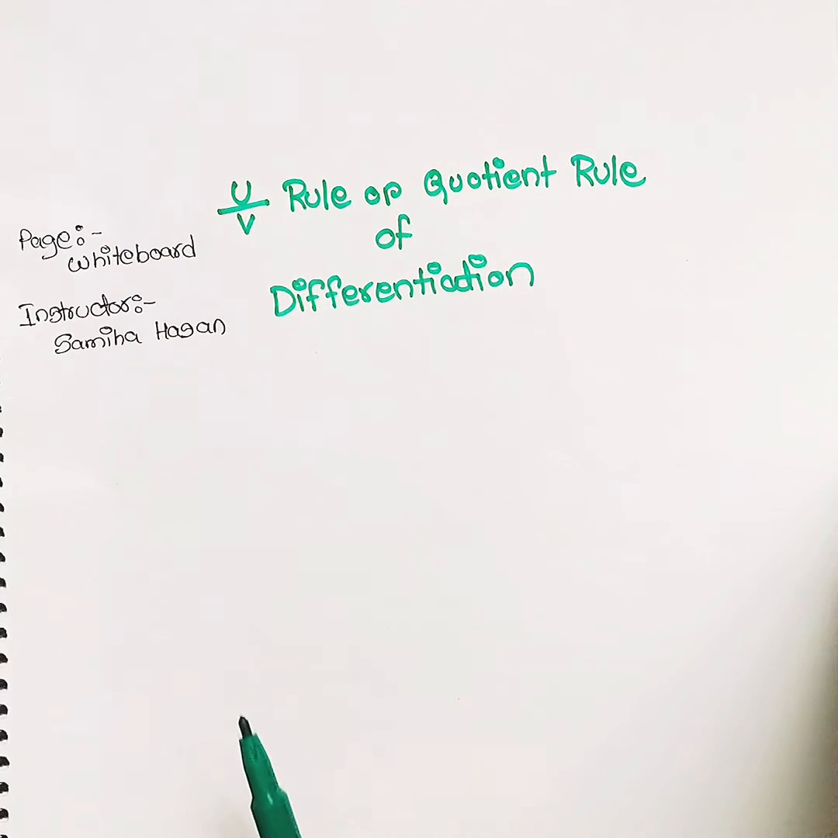Today I will explain the U by V rule, or quotient rule of differentiation. I am making this video on a special request of a follower who has recently started following my channel. So without any further delay, let me start explaining. So what is the U by V rule?